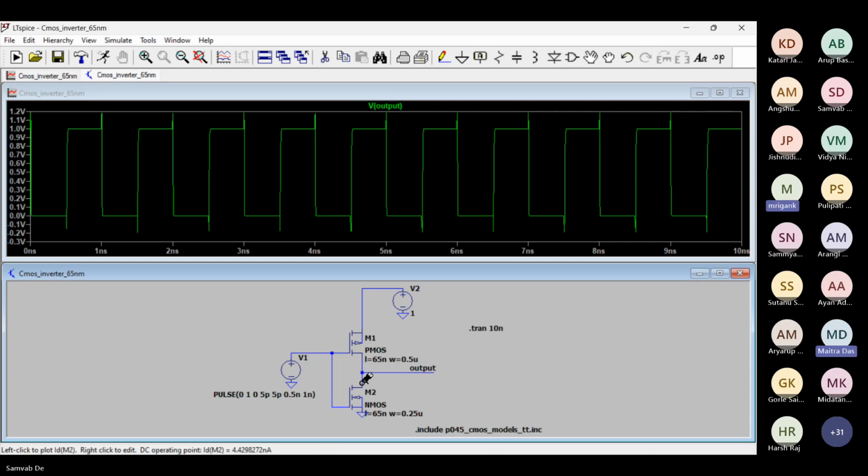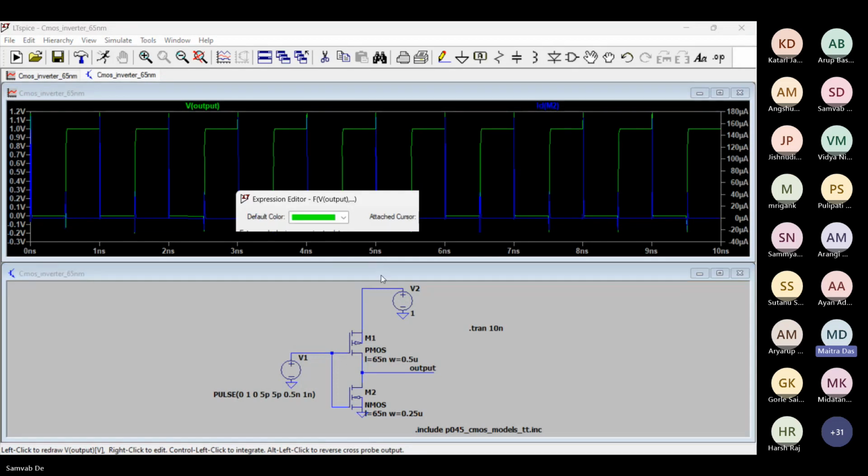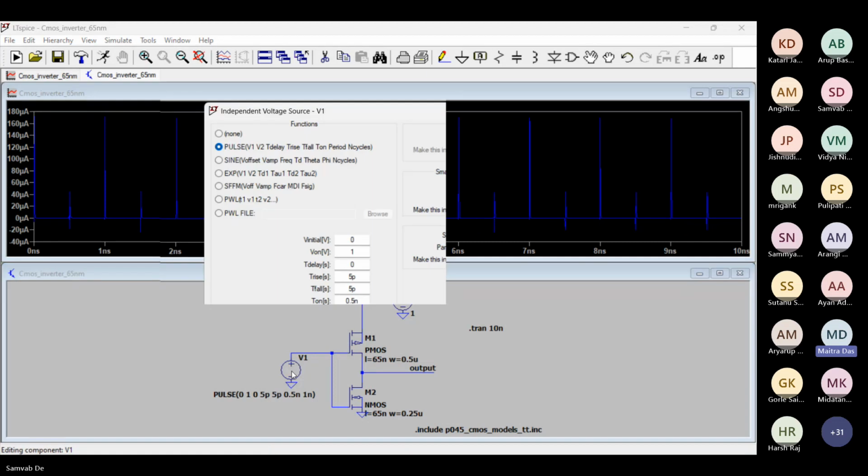Sir, I have a question. Why is there the current in NMOS or in PMOS in the falling edge? I guess it was the opposite sign, and in one case NMOS was low and PMOS was high. So why is that happening?